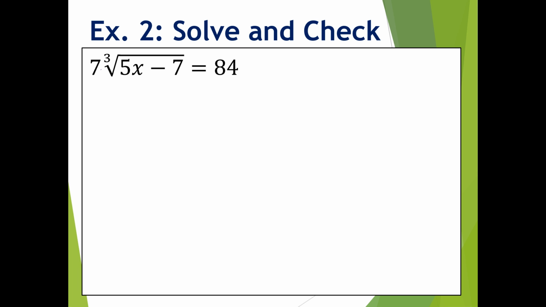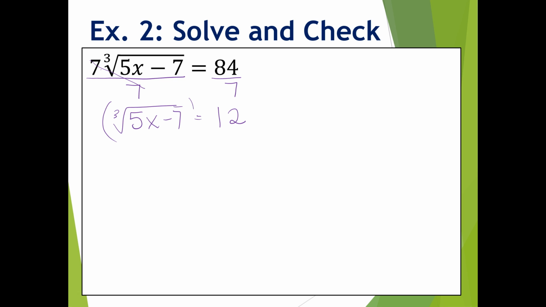Okay? So again, if you haven't done it, pause and do it. Okay. So this time we have a 7 times our radical term. So to get rid of that 7, we're going to divide both sides by 7. We have the cube root of 5x minus 7 equals 12. 84 divided by 7.